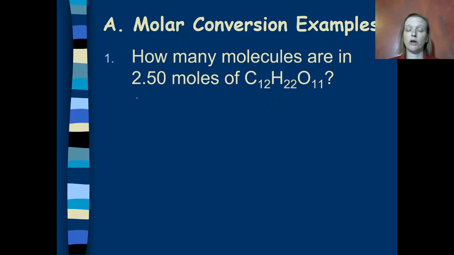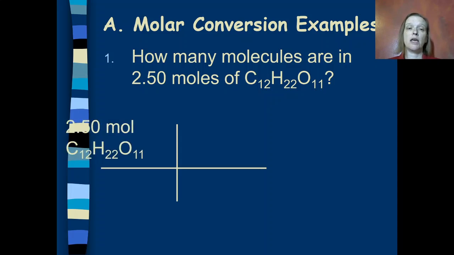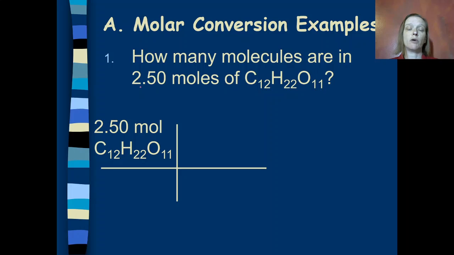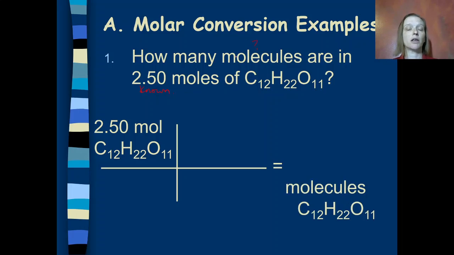So what is our known? Our known is that we're starting with 2.50 moles. And our unknown is what we're trying to solve for, and that's the number of molecules. So that's what I'm going to write at the end of the problem. I've got my known and my unknown, and I've drawn my dimensional lines to make room for my conversion factors. And my conversion factors, I'm either going to want to convert from moles to molecules or from molecules to moles.